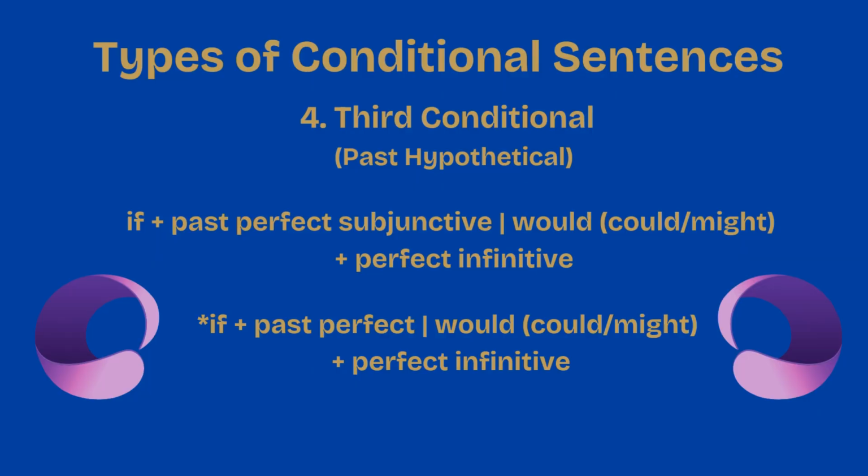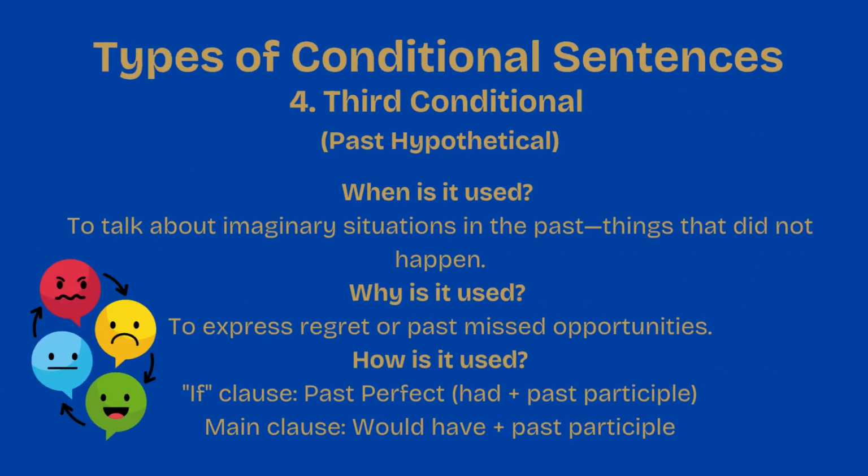Third conditional, past hypothetical. If plus past perfect subjunctive, would, could or might, plus the perfect infinitive. If plus past perfect, would, could or might, plus the perfect infinitive. When is it used? To talk about imaginary situations in the past, things that did not happen. Why is it used? To express regret or past missed opportunities.